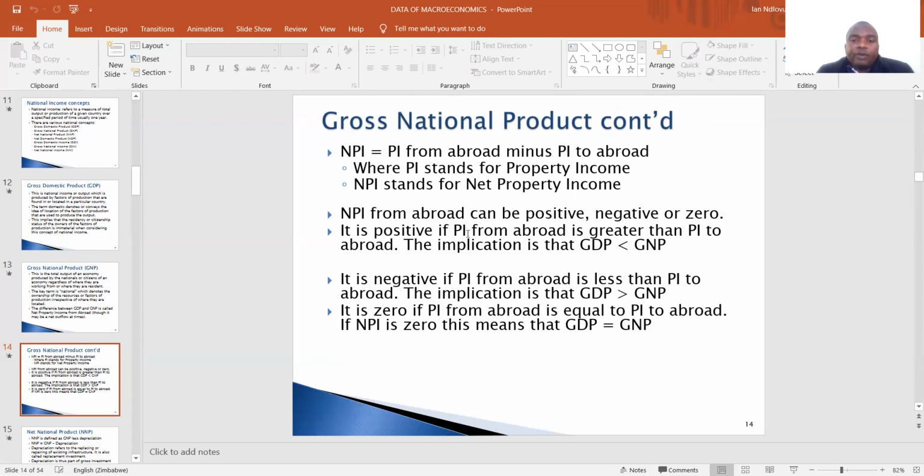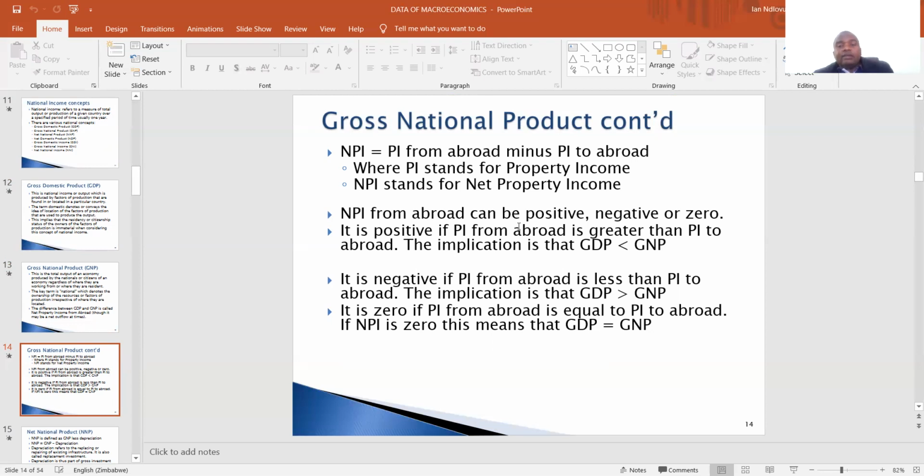Net property income from abroad can be positive, negative, or zero. If it is positive, it means property income from abroad is greater than property income to abroad. If it is negative, it means property income to abroad is greater than property income from abroad. If it is zero, it means property income from abroad is equal to property income to abroad.